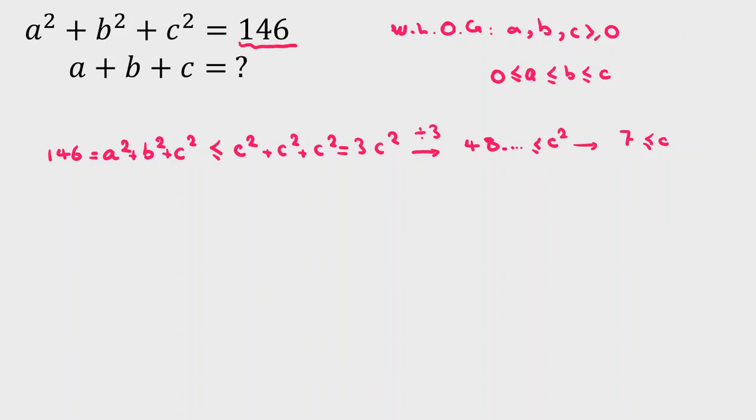So if C is, for example, 12, 13, it's not possible because C squared will be 169. So C is at most 12. So we need to check 7 to 12, which is 6 cases.